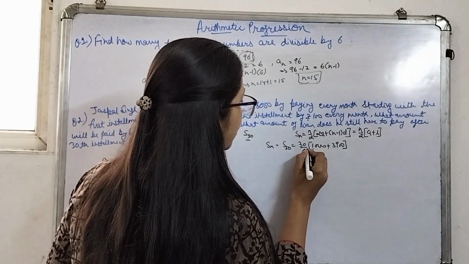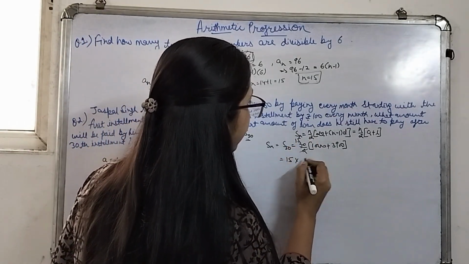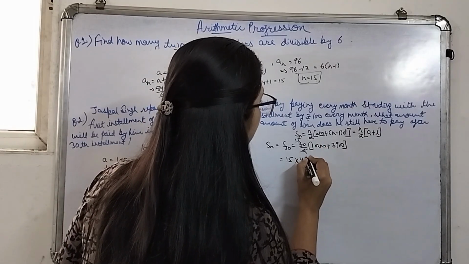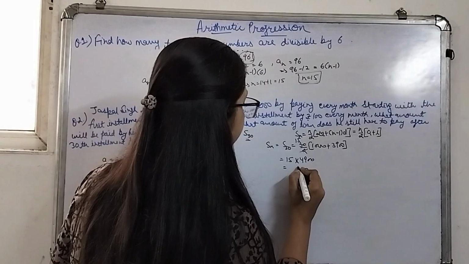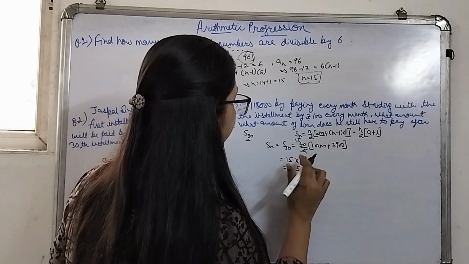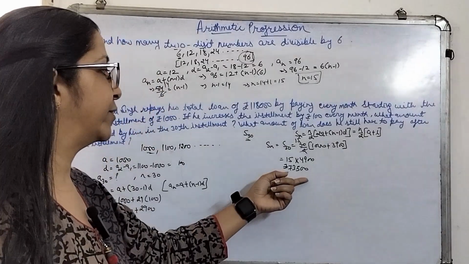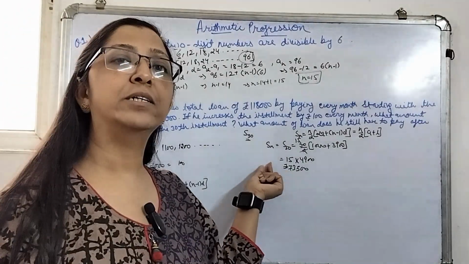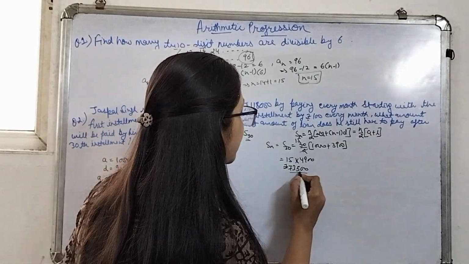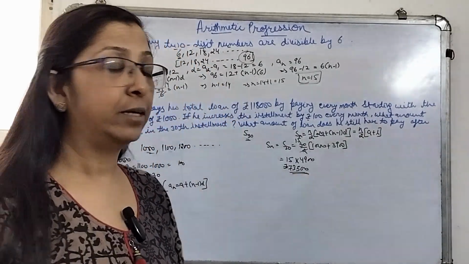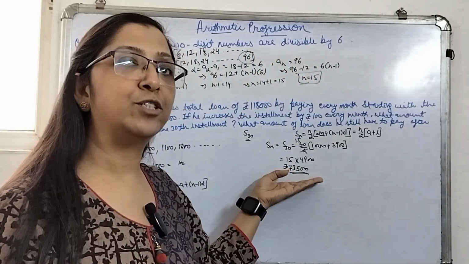So it will be 30 by 2, which is 15, multiplied by 4900. So 15 times 9 is 135, 15 times 4 is 60, giving 73500. 73,500 will be the sum of the 30 installments. That means in 30 installments, he has paid this much amount up to the 30th installment.